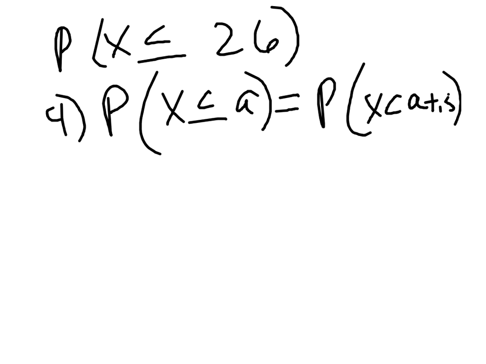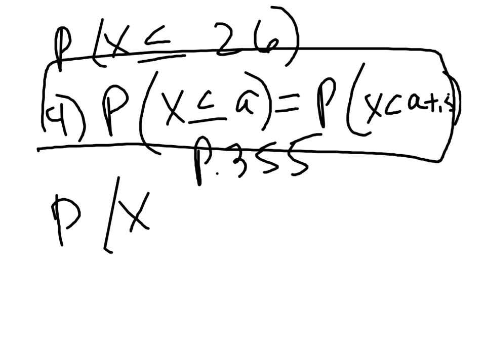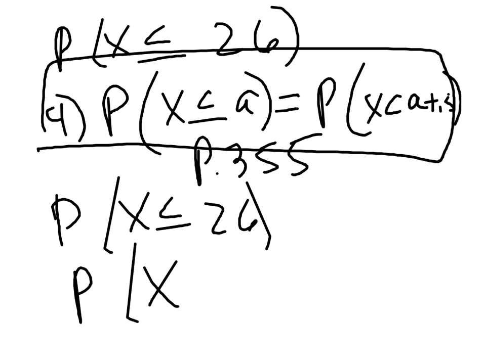So that was rule 4 on page 355. Instead of finding the probability of x less than or equal to 26, when we put our continuity correction on it, it turns out to be x less than 26.5. All right.